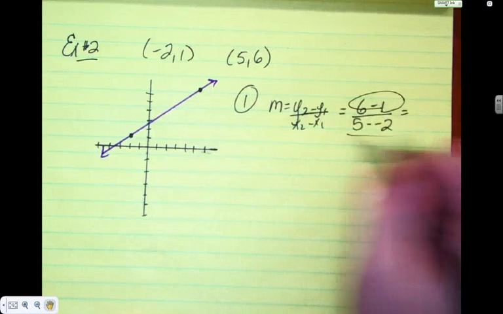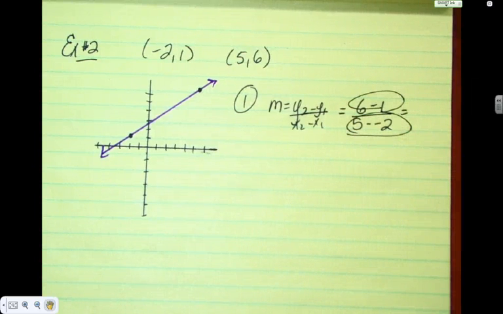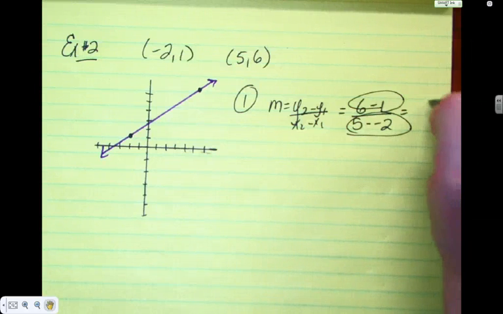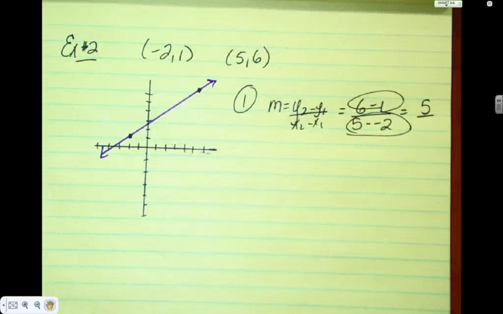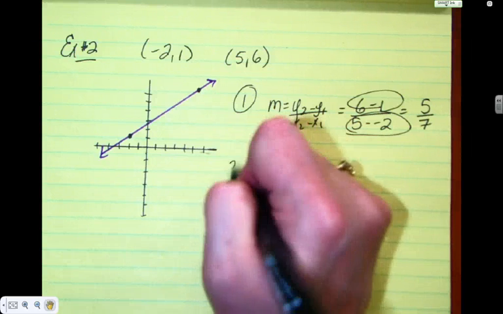Again, we simplify the top, then we simplify the bottom, then we simplify the fraction if we can. On the top, we have 6 minus 1. On the bottom, 5 minus negative 2, 7. Can I reduce 5 on 7? No, so we just leave it. There's step 1, finding slope. That's what you did last Thursday, so nothing new in that. We're just now using it to do something.